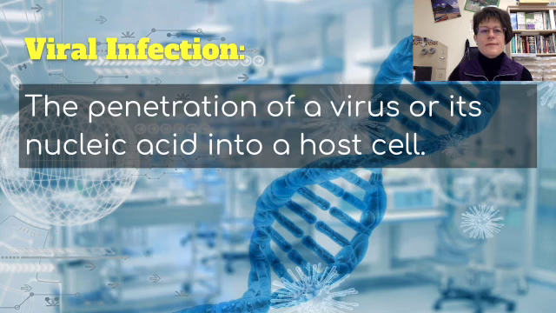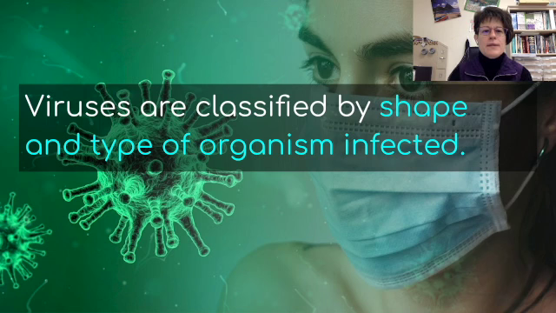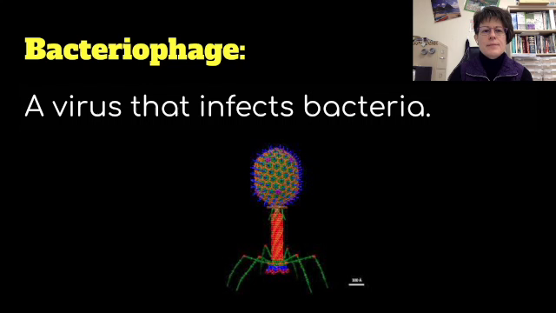So a viral infection, you probably all had a viral infection. So how does it happen? A viral infection is the penetration of a virus or its nucleic acid into a host cell. So it's basically an invasion. Viruses are classified by shape and type of organism infected. So that's something we commonly see with them.